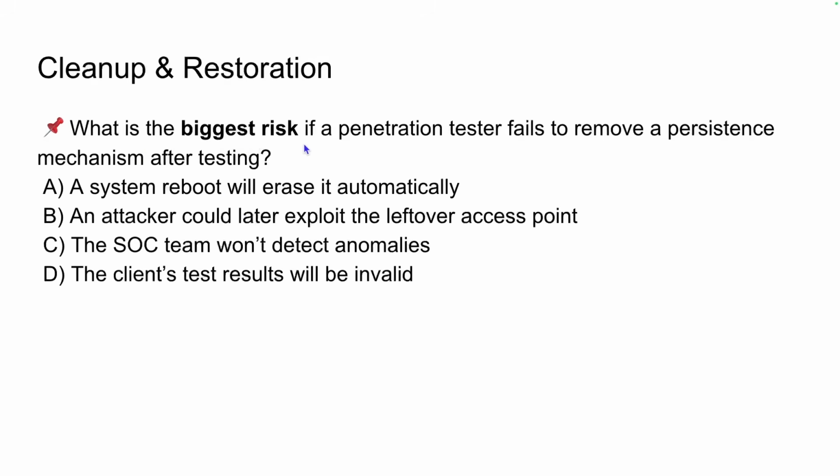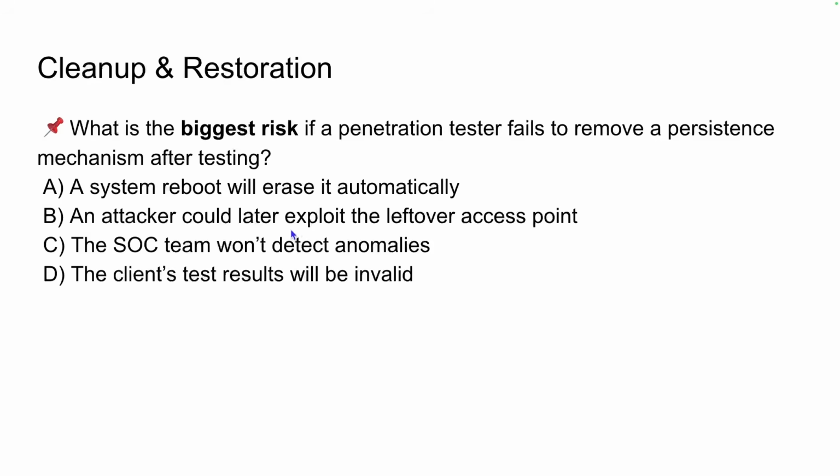What is the biggest risk if a pen tester fails to remove a persistence mechanism after testing? The biggest risk, right? Basically, somebody else can just get in. That's the biggest one, in my opinion. System reboot will erase it automatically. That's not the biggest risk. That's an easy fix almost. So that's not even a risk, really.